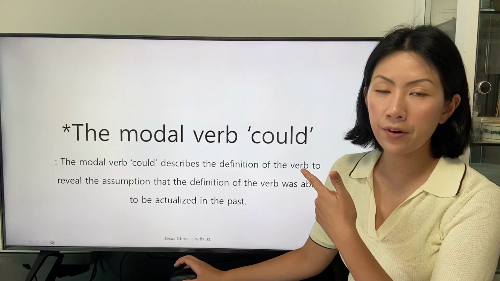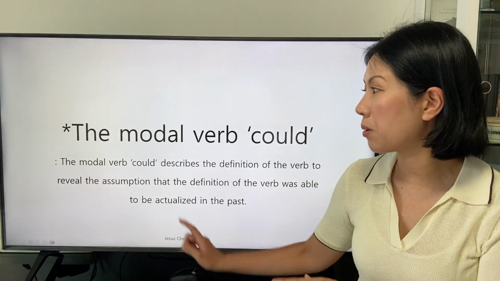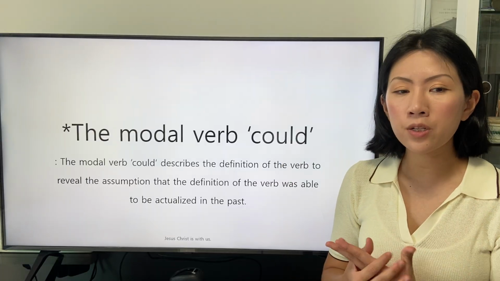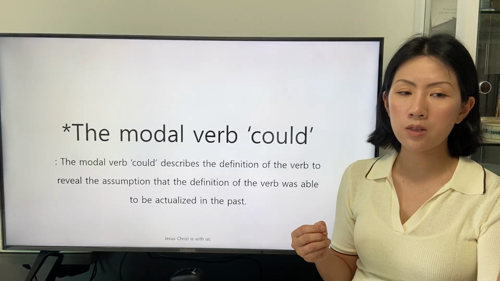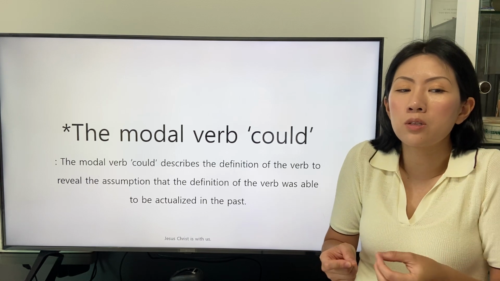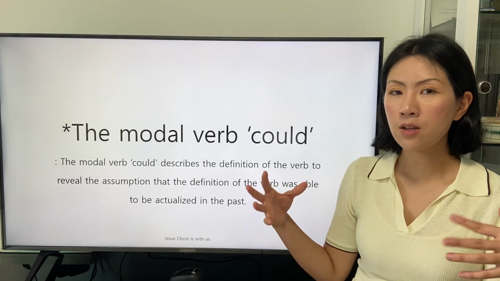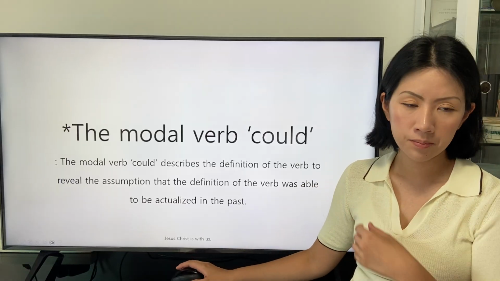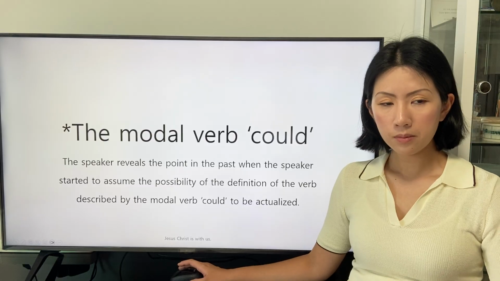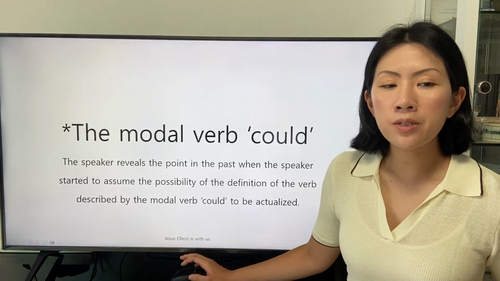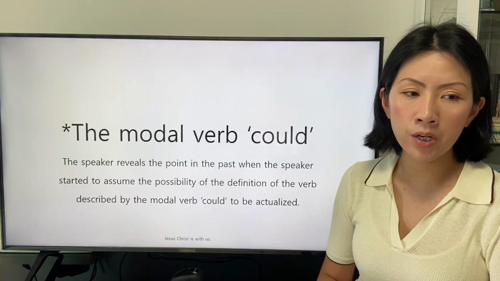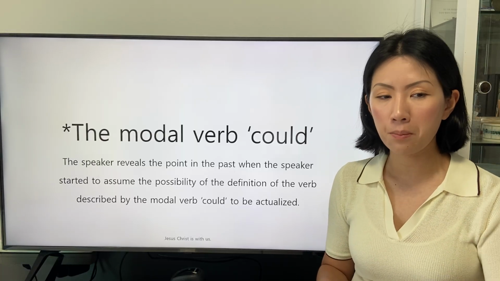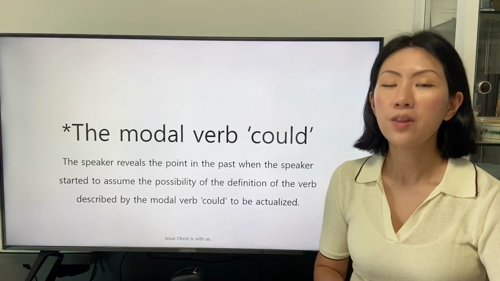There is another conference about the modal verb could. The modal verb could describes the definition of the verb to reveal the assumption that the definition of the verb was able to actualize in the past. It is about an ability, the assumed ability. The speaker reveals the point in the past when the speaker started to assume the possibility of the definition of the verb described by the modal verb could to be actualized.